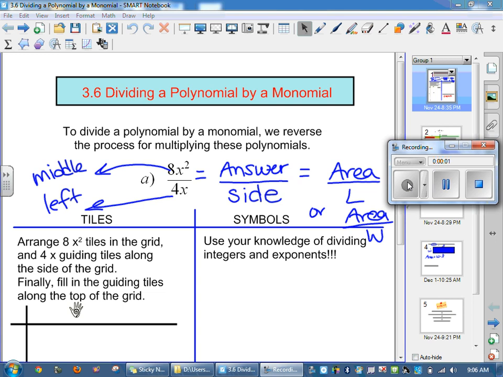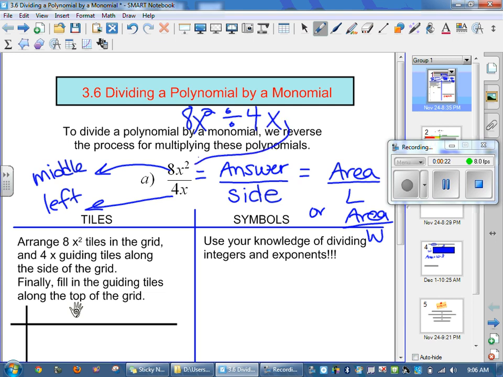2.6 is dividing a polynomial by a monomial. Sometimes division sentences are written as a fraction because the fraction line means divide. So they can be written this way, or you might also see it written this way: 8x squared divided by 4x. That's okay, it's just written horizontally. If you want, it's easier if they're written like this, because when they're in the fraction form, we know what to do.